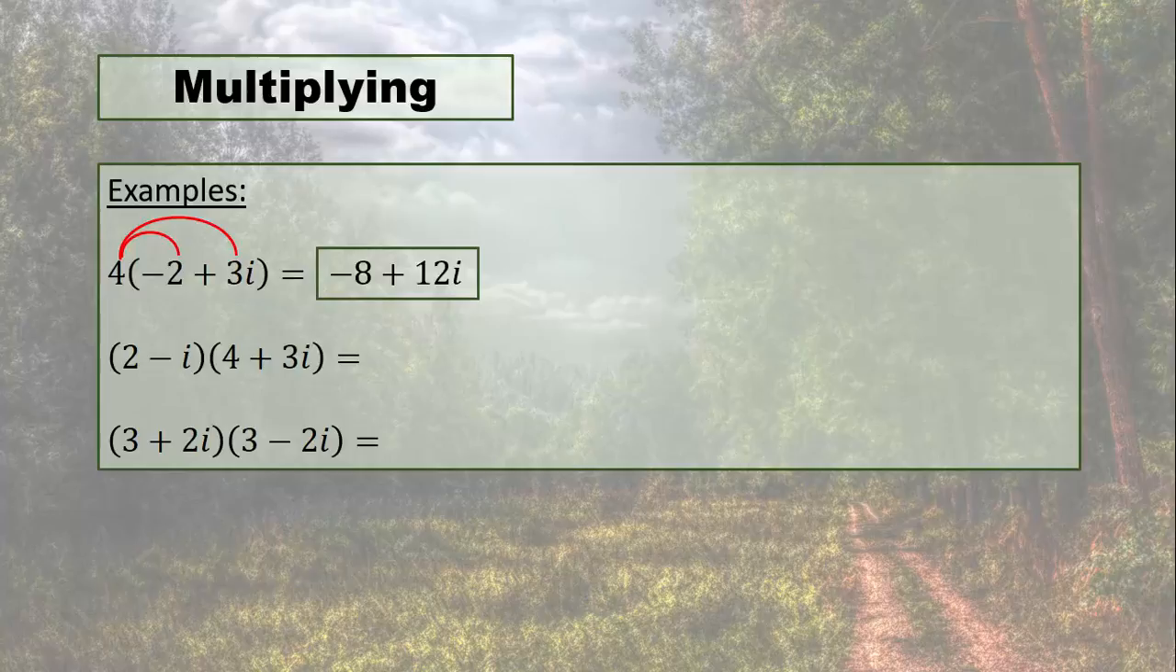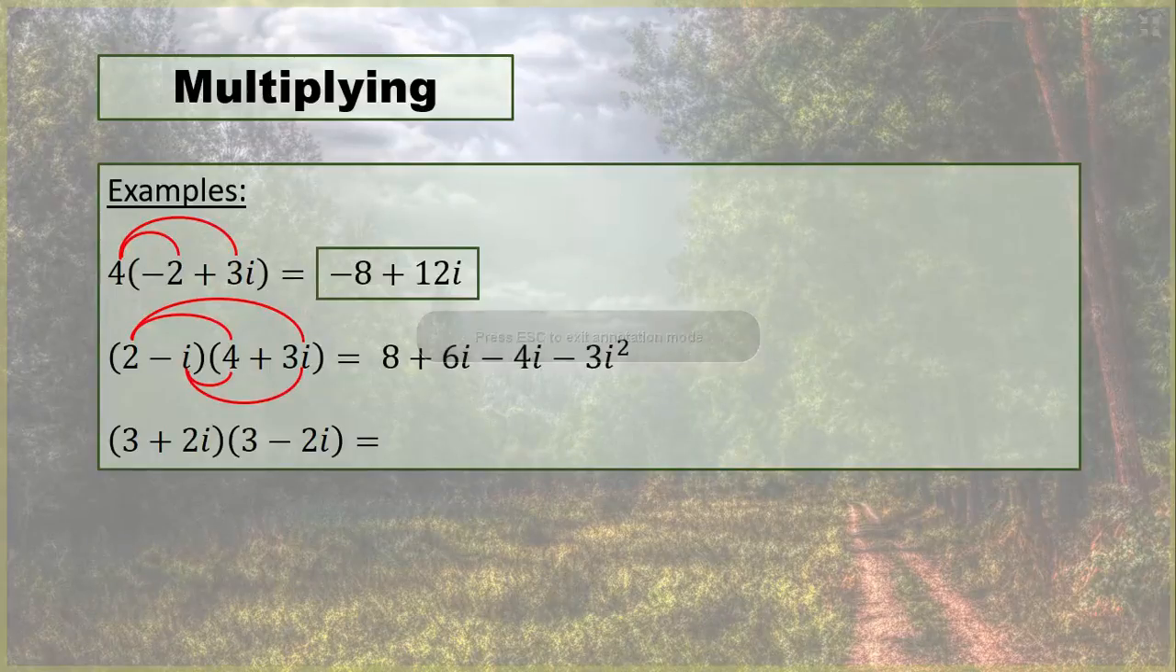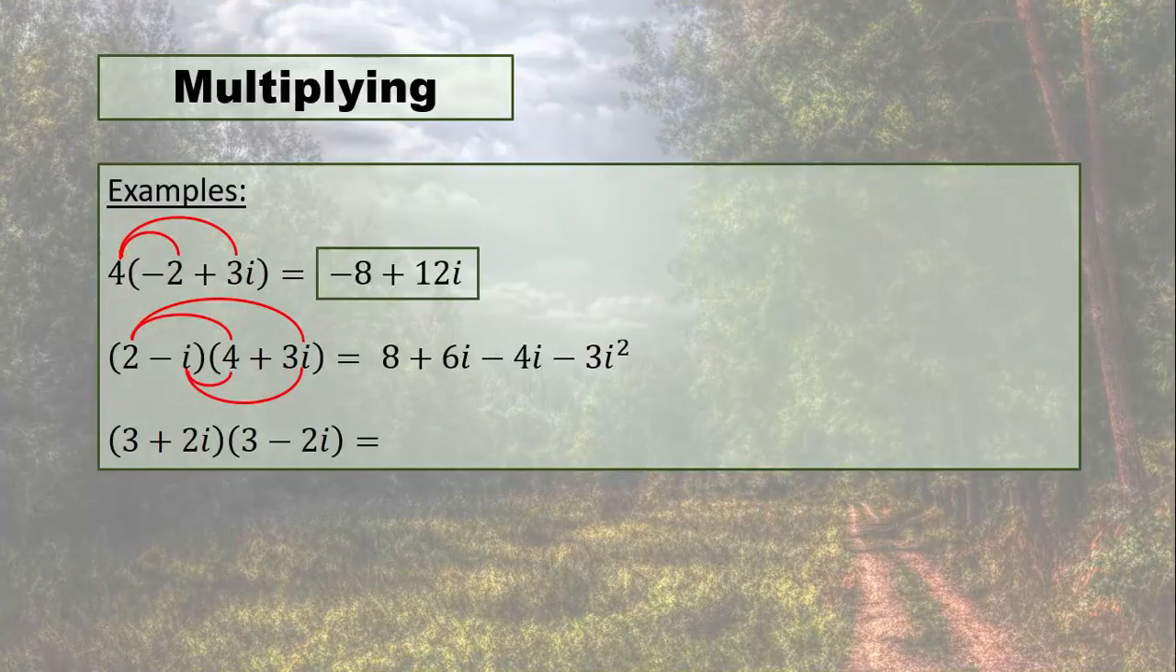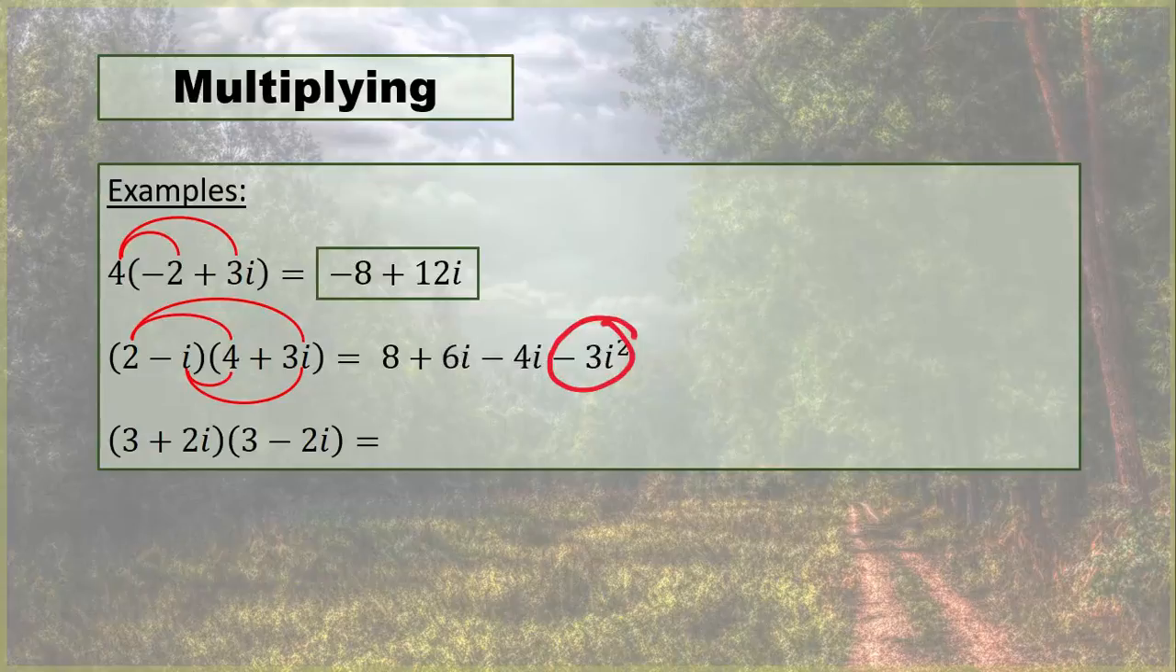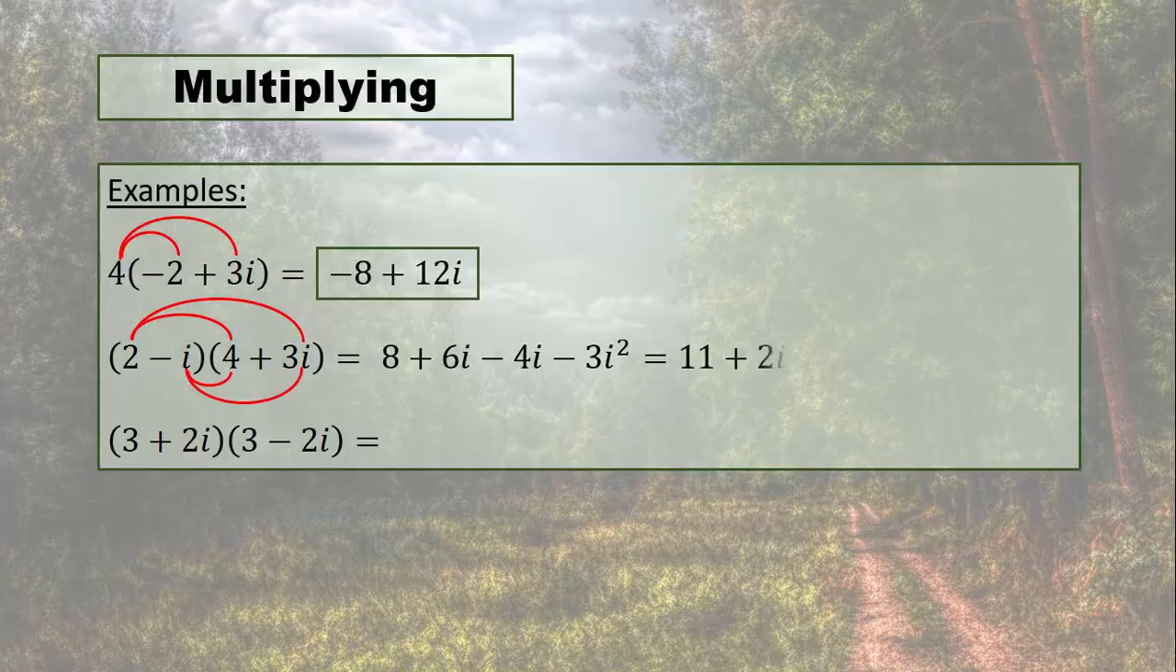Again, distribute. 2 times 4, 2 times 3i. Negative i times 4, negative i times 3i. Okay, we're going to have to do some simplification before we get to our final answer, because we can't leave a 3i squared right there, because i squared is negative 1. Therefore, this term becomes plus 3. Final answer, 11 plus 2i.